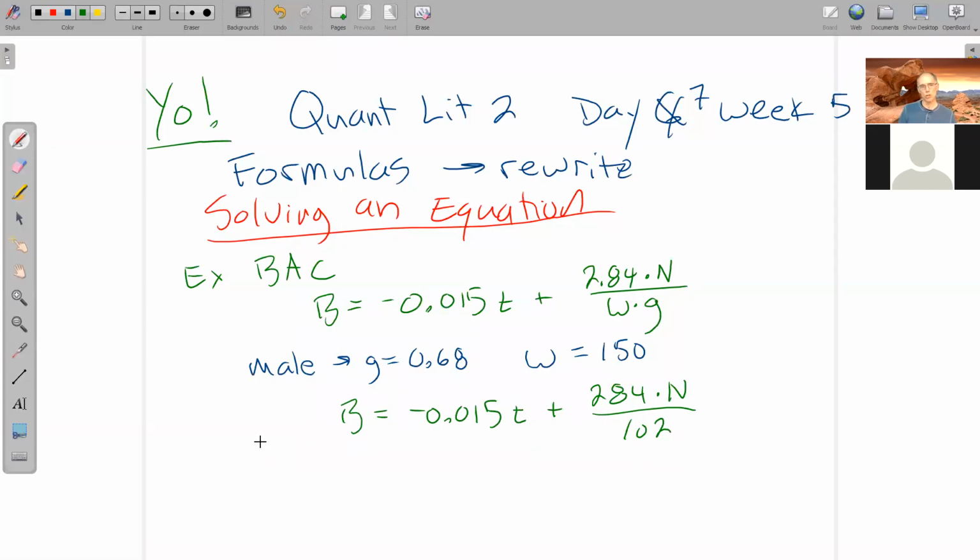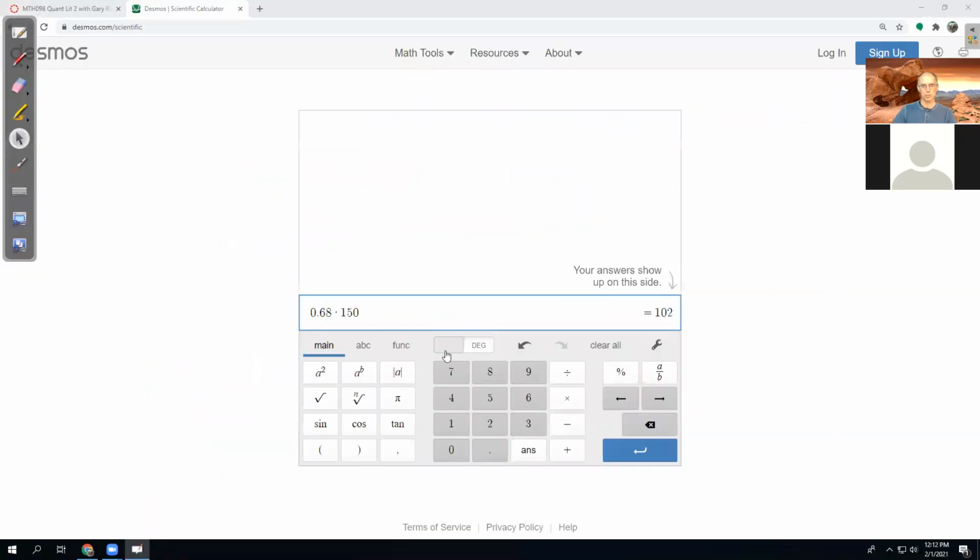And with this formula, I can do things like say, well, what happens to his BAC? I could make a table. If I pick some time in hours, and I pick some number of drinks, plugging those two things in, then I can calculate the BAC. Like, what's going to happen after 2 hours if this male has 3 drinks? I can just plug into that formula and see what happens. So let's try that. So back to my calculator. This would also be a good application of a spreadsheet.